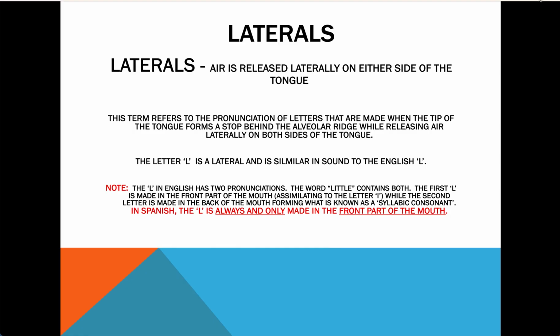Note, however, the L in English has 2 pronunciations. The word little contains both. The first L is made in the front part of the mouth, assimilating to the letter I, while the second letter is made in the back of the mouth, forming what is known as a syllabic consonant. In Spanish, the L is always and only made in the front part of the mouth. The following slides will show you.